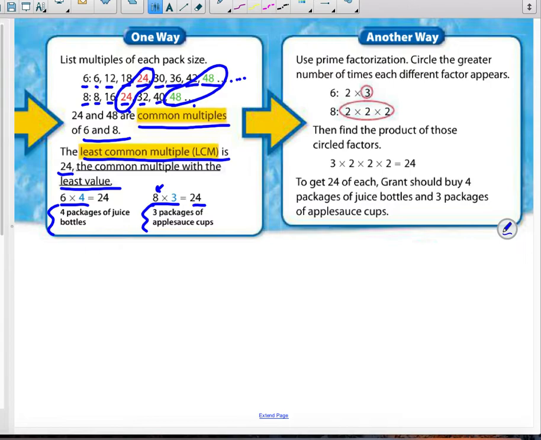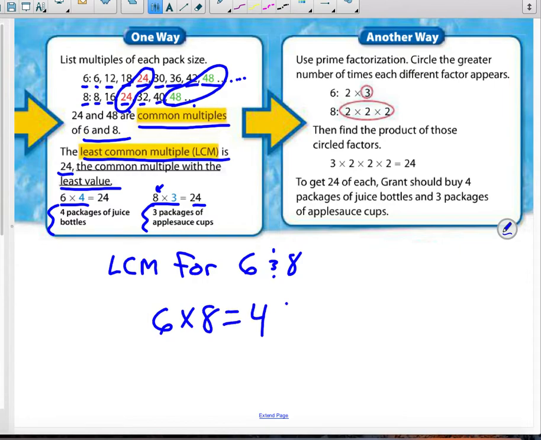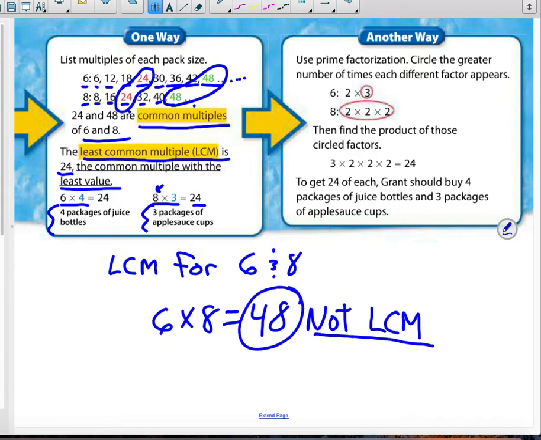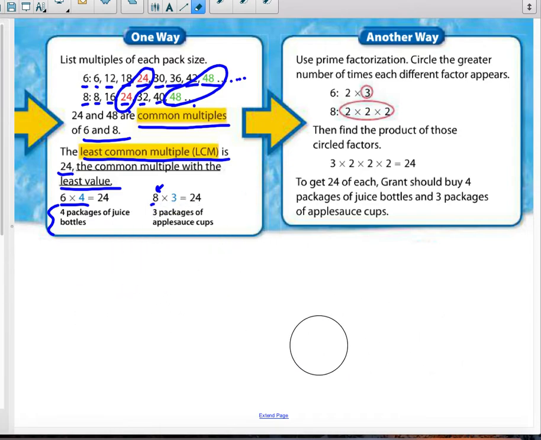You don't have to write this down, but remember, some people think that to find the LCM for two numbers such as 6 and 8, you can simply multiply 6 times 8. Well, that certainly gives you a multiple, but it is not always the least common multiple. Sometimes it will, sometimes it won't, and in this case, you can see that it is not the LCM. All right, so now let's take a look at the other method using prime factorization.